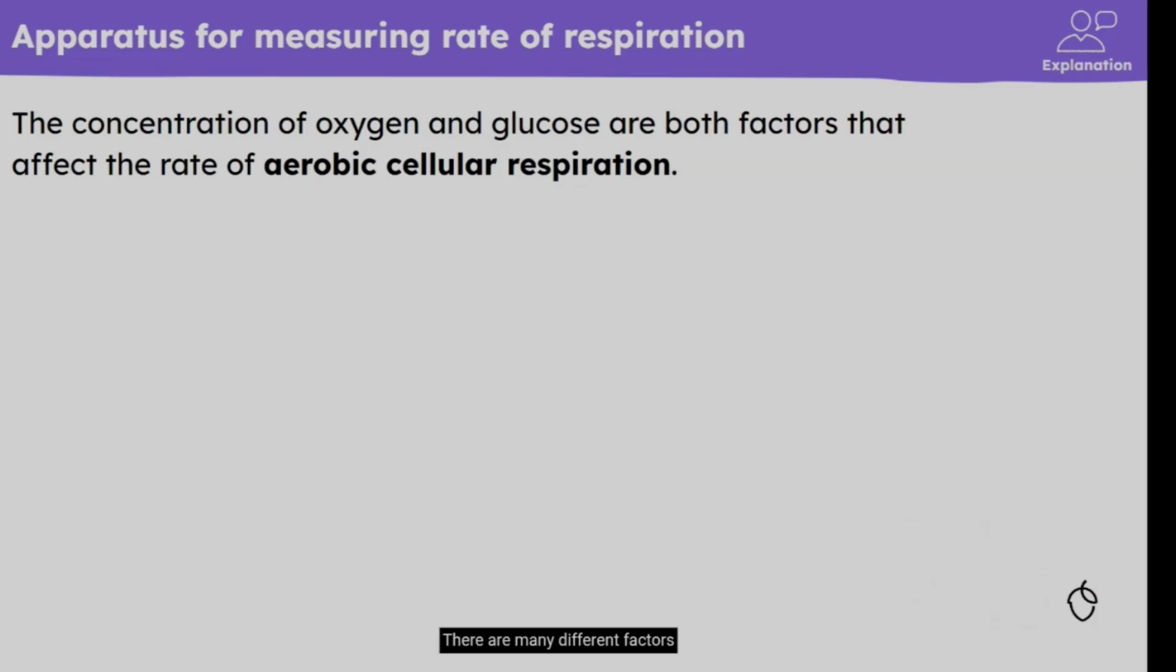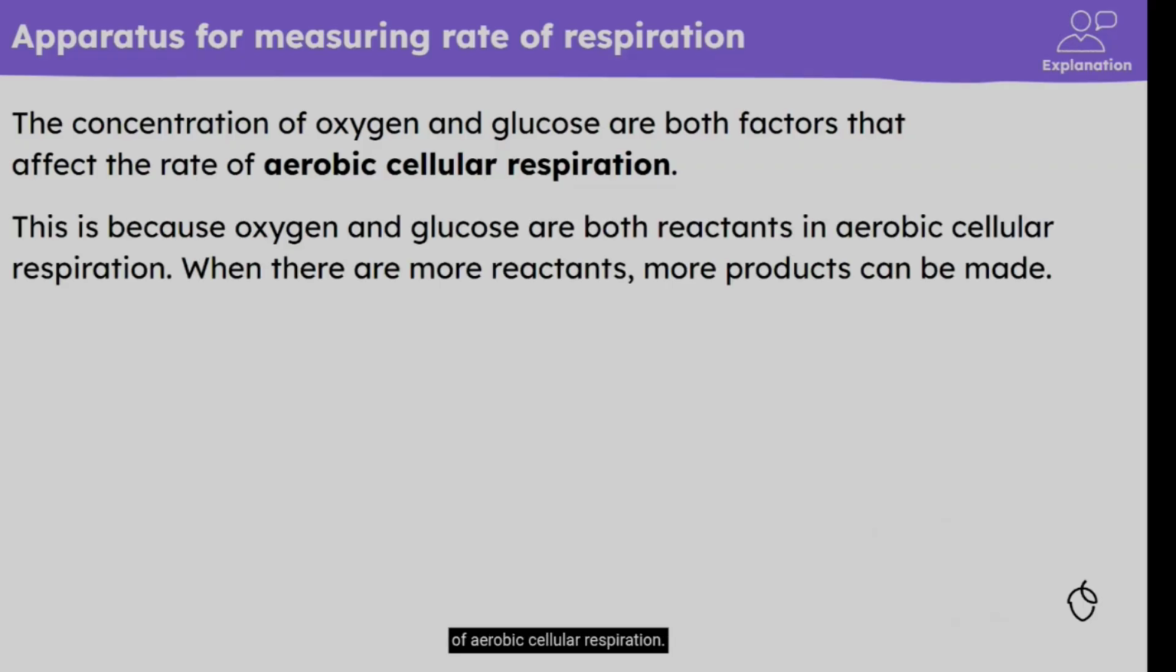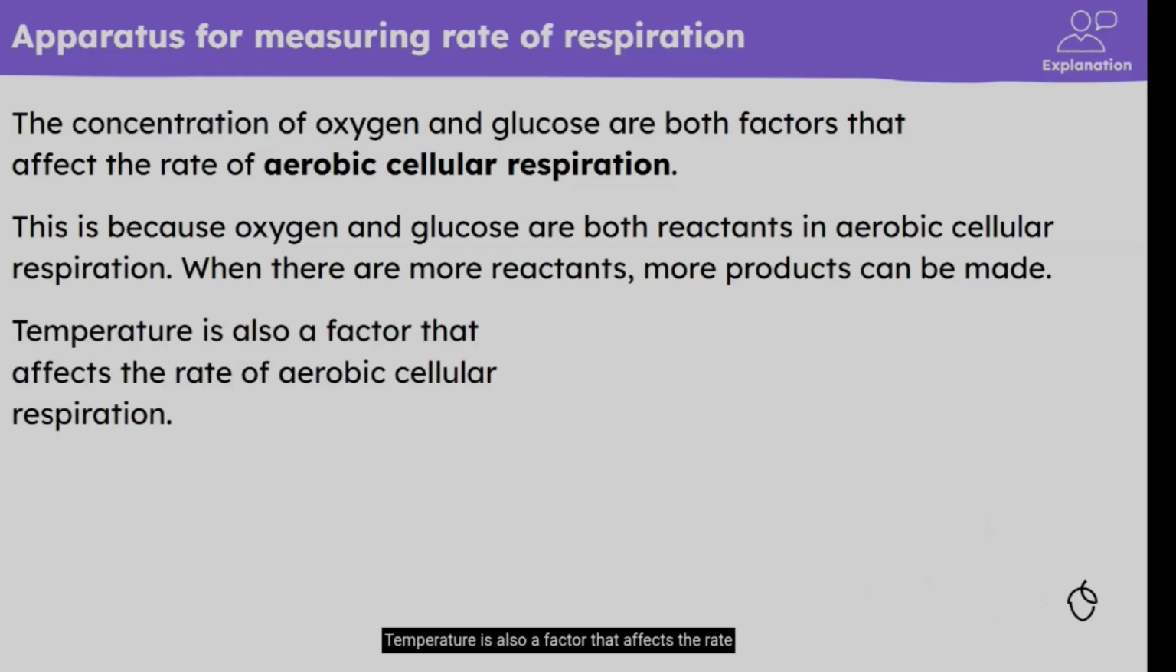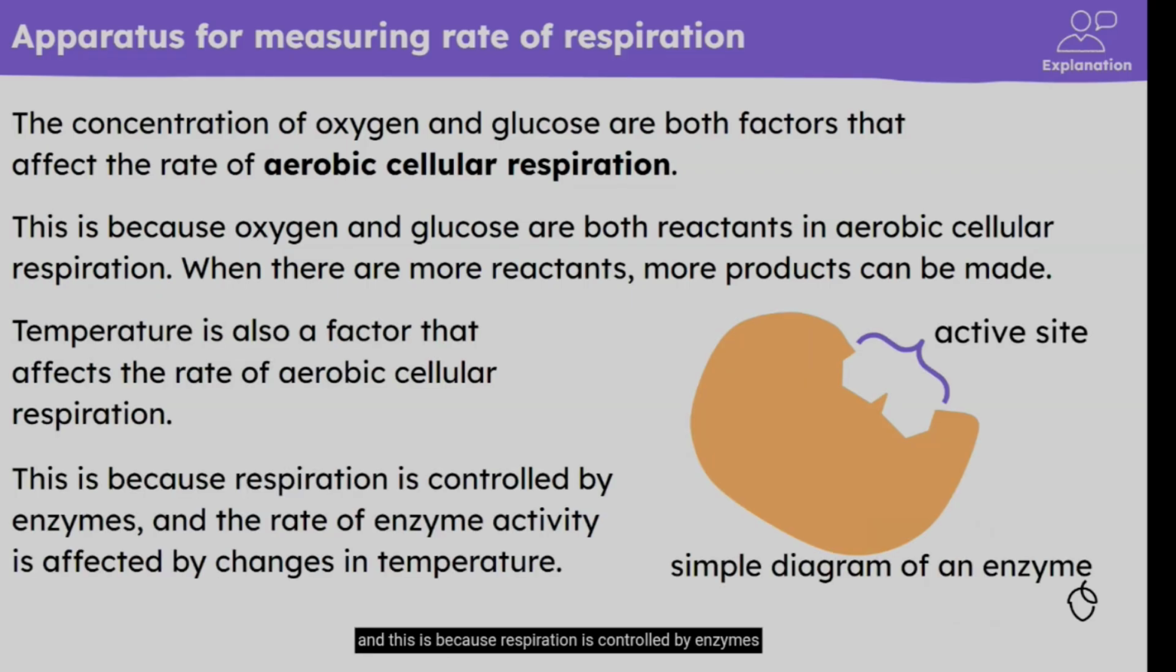There are many different factors which affect the rate of respiration. For example, concentration of oxygen and glucose. Those are both factors that can affect the rate of aerobic cellular respiration. This is because oxygen and glucose are both reactants in aerobic cellular respiration, and when there are more reactants, more products can be made, and so that creates a faster rate. Temperature is also a factor that affects the rate of aerobic cellular respiration. And this is because respiration is controlled by enzymes, and the rate of enzyme activity is affected by changes in temperature.